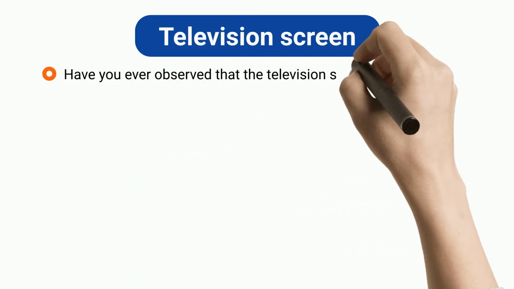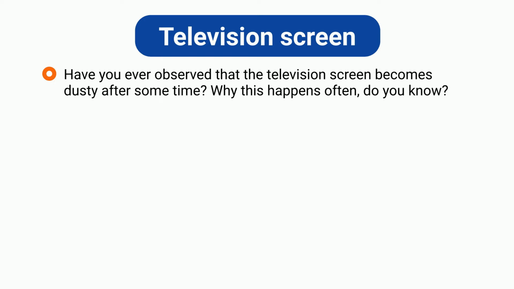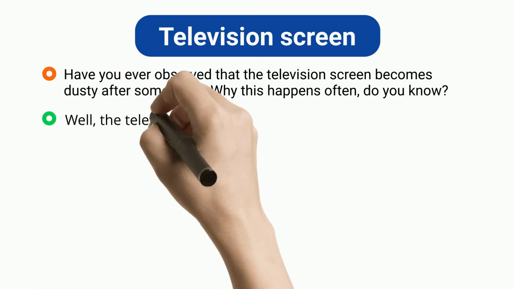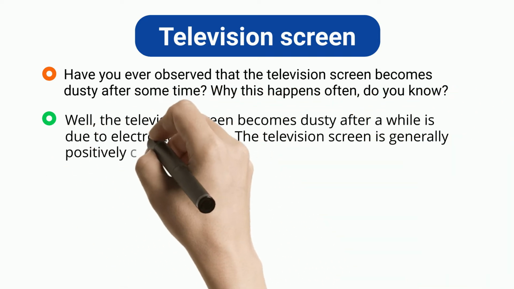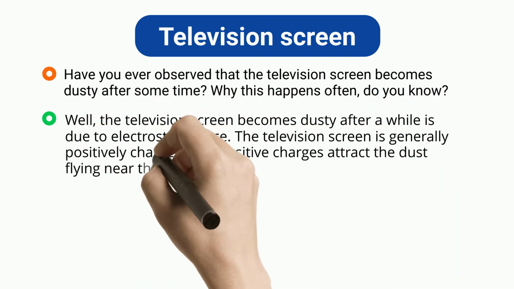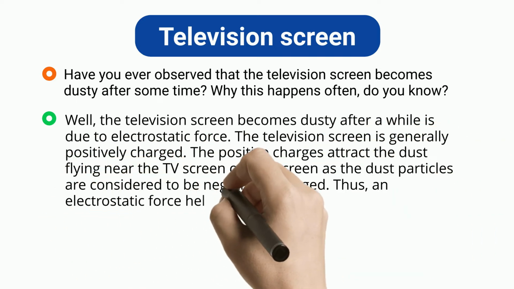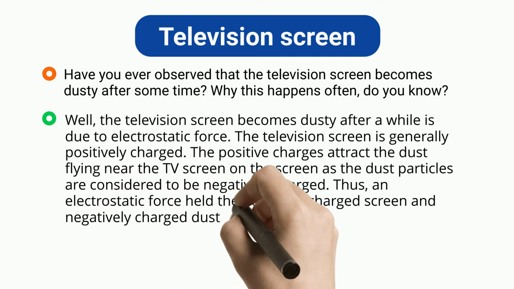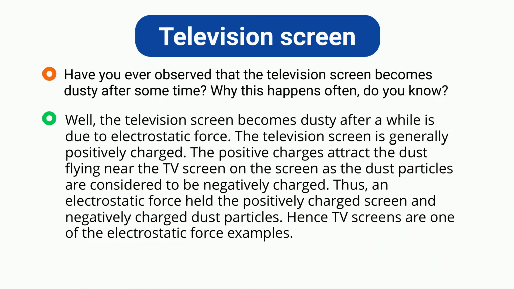Television screen. Have you ever observed that the television screen becomes dusty after some time? Why does this happen, do you know? Well, the television screen becomes dusty after a while due to electrostatic force. The television screen is generally positively charged. The positive charges attract the dust flying near the TV screen, as the dust particles are considered to be negatively charged. Thus, an electrostatic force holds the positively charged screen and negatively charged dust particles. Hence, TV screens are one of the electrostatic force examples.